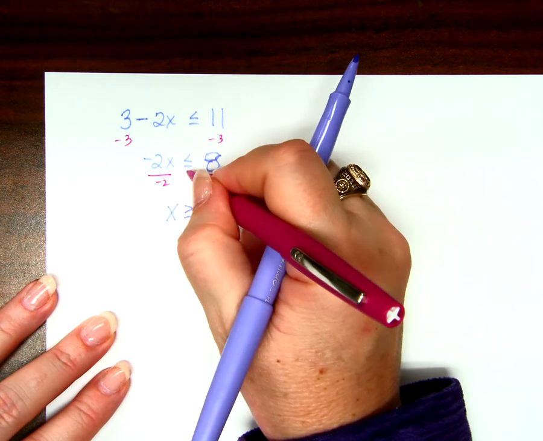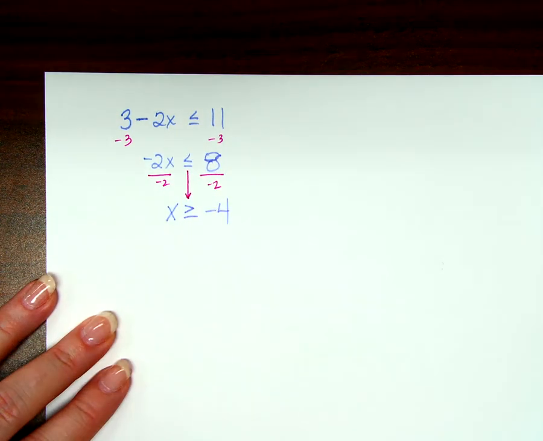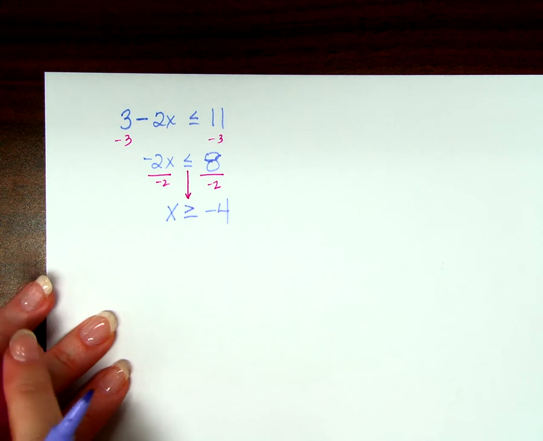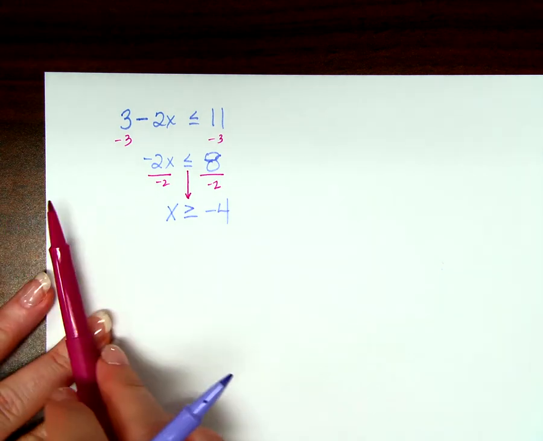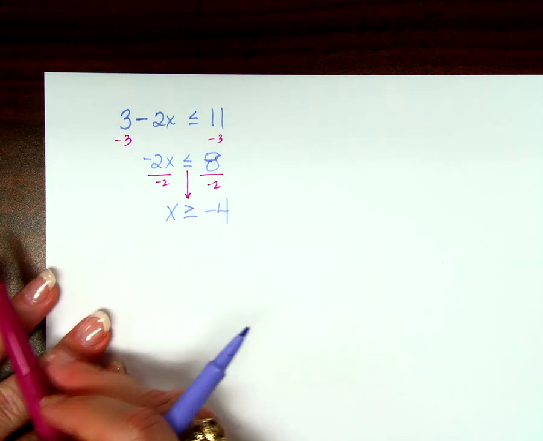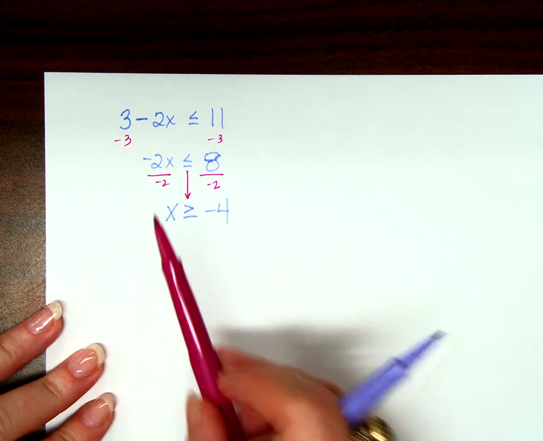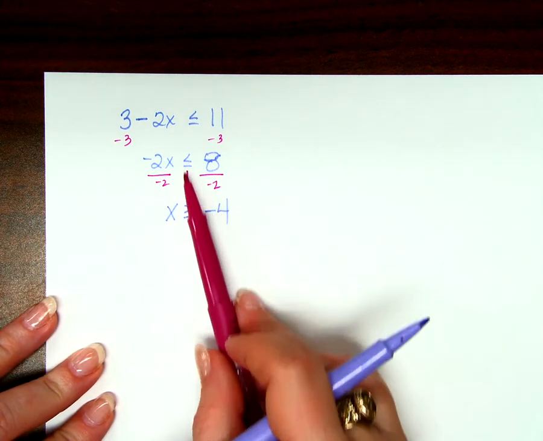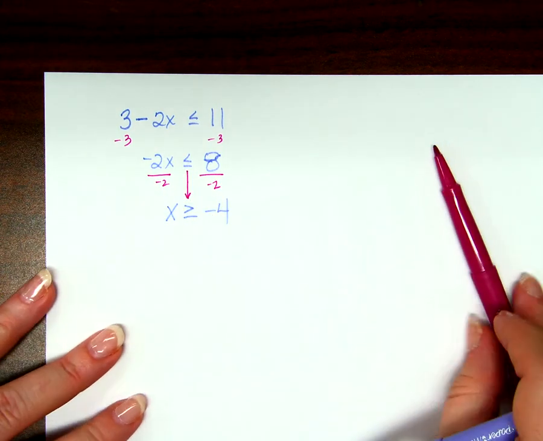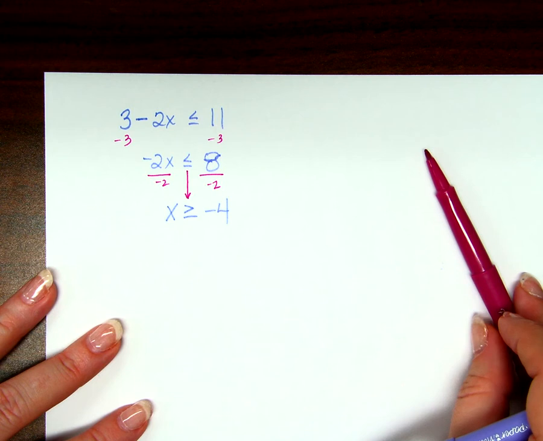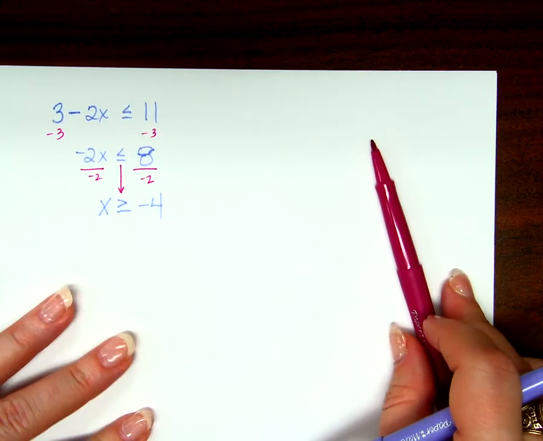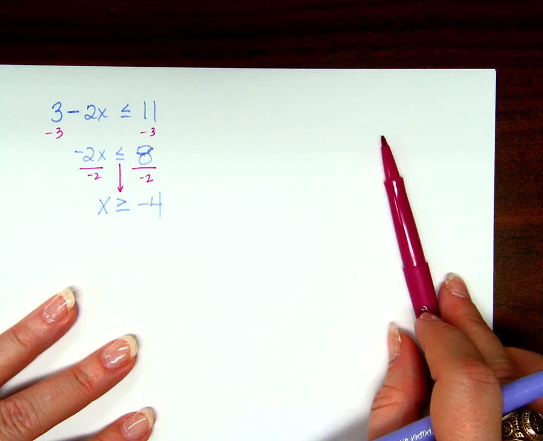Look. Why did I flip my sign? I divided or multiplied by a negative number. Okay, when we're solving inequalities, when we divide or multiply by a negative number, we have to flip our inequality sign. Do you remember why that's true? Or is it just a rule that you follow? I can remind you pretty easily.